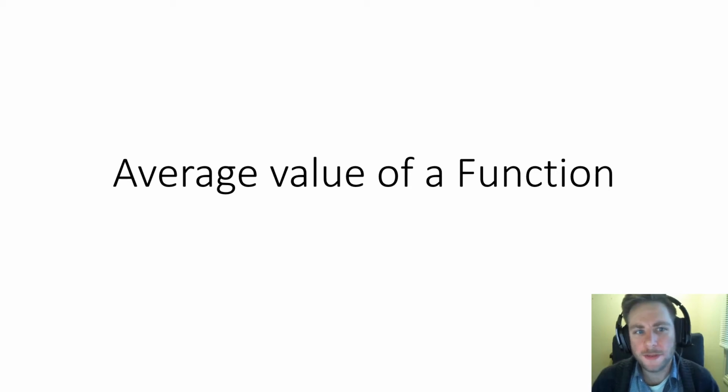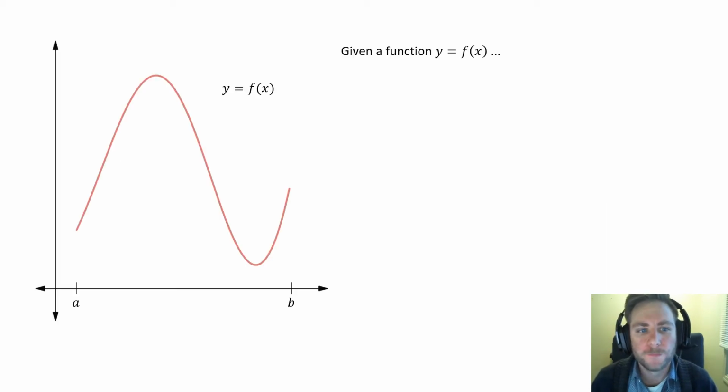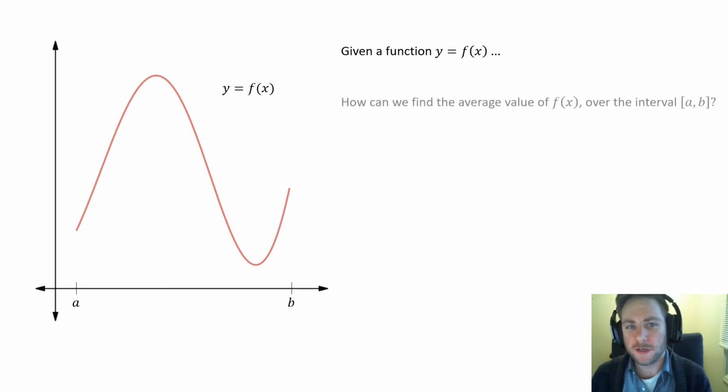Hello everyone. In this video, we're going to talk about how the definite integral can be used to find the average value of a function. To motivate this concept, I've just given us an example function to work with here, which I've called f of x. You'll notice that I also marked the x-axis with two values, which I called a and b. So here's the big question in this video.